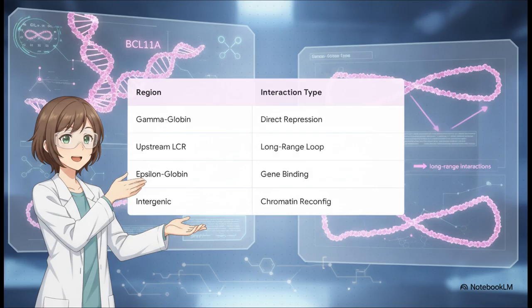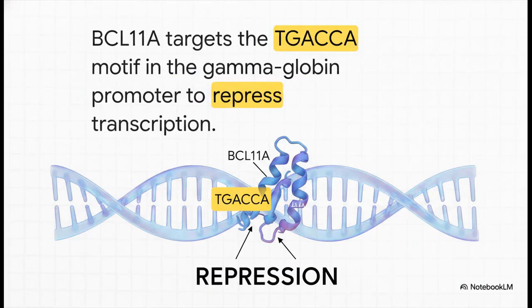It has long-range interactions at the upstream locus control region and intergenic regions, which actually reconfigures the chromosomal loops of the beta-globin cluster. But crucially, and this is the absolute key to everything, it directly binds to the gamma-globin promoter. That direct repression right there is what silences fetal hemoglobin in adults. So the crucial point for researchers was finding out exactly where it binds at that promoter.